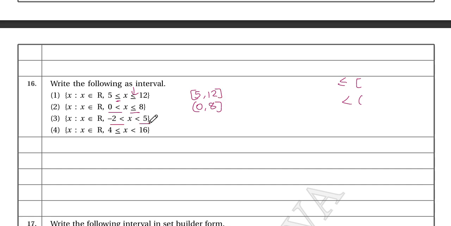Minus 2 is open, 5 is also open. So the interval is open, minus 2 comma 5. Next, 4 is closed, 16 is open. So 4 is closed and 16 is open. Okay, so these are the intervals for this question.